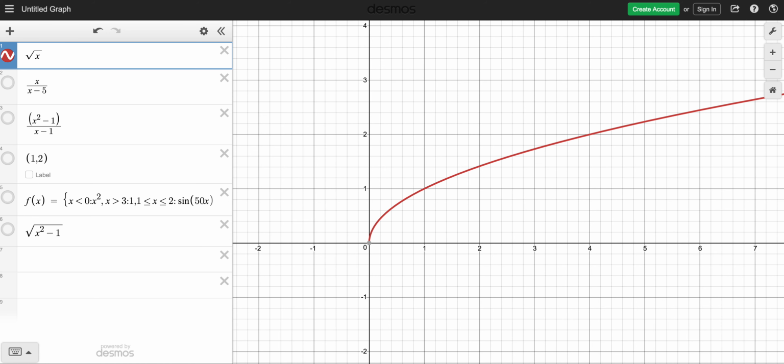And that makes sense, right? With a square root, the main rule for domain is that we can't take the square root of a negative number. So let's move on. Let's look at the next one.